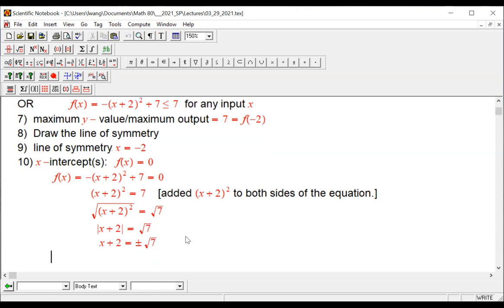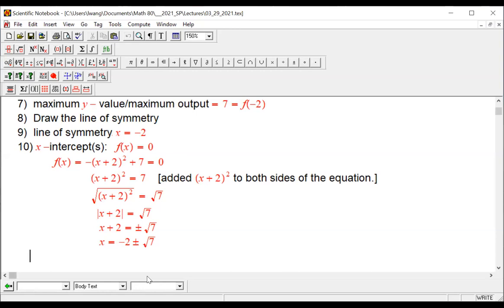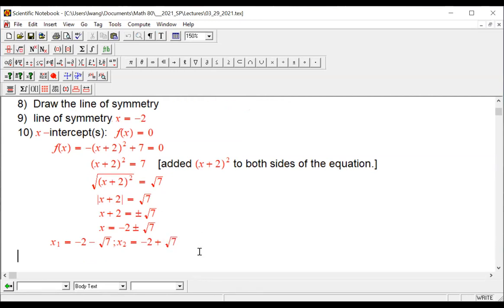And then in the end, when we subtract 2 on both sides, we get negative 2 plus or minus the square root of 7. So we have 2 points of intersection, 2 x-intercepts. One is x sub 1, which is negative 2 minus the square root of 7. We have a second number, x sub 2, which is negative 2 plus the square root of 7. These 2 numbers make the x-intercepts.